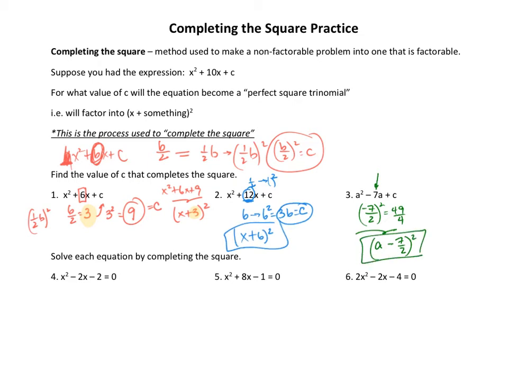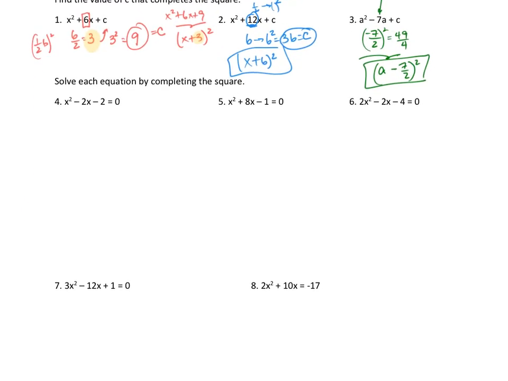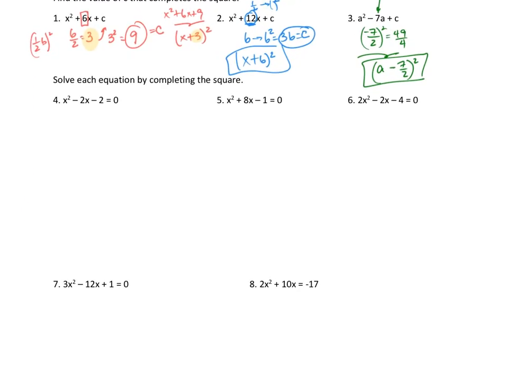So for the next set of problems, let's take a look at what we have. We're going to solve these by completing the square. So the process is the same. You're going to take that b value, you're going to divide it by 2, then you're going to square it. But we're going to do one thing a little bit different for these. So let's first find out this b value. It's -2.